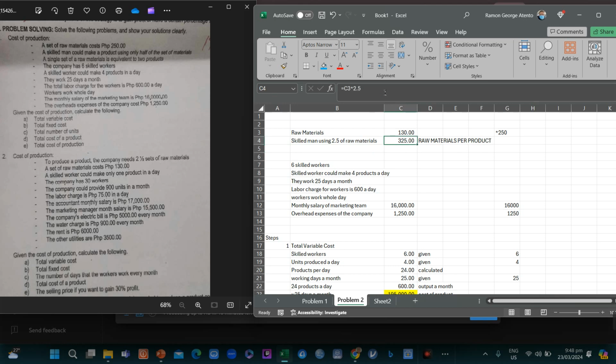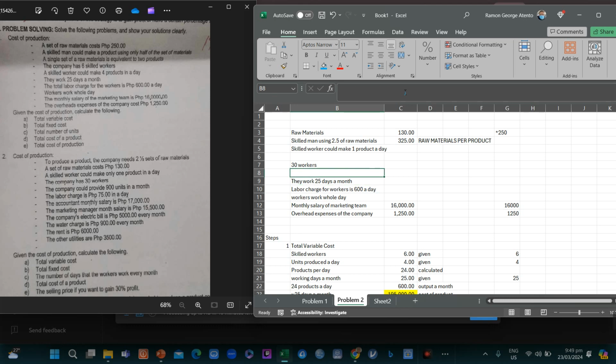A skilled worker could make only one product in a day. So a skilled worker only makes one product a day. And then the company has 30 workers. It doesn't say that they're all skilled workers, right? I think it's only assumed 30 workers. Okay, so the company could provide 900 units in a month. Yeah, 30, 900. They could provide 900 units.